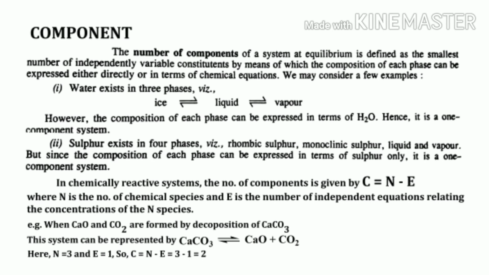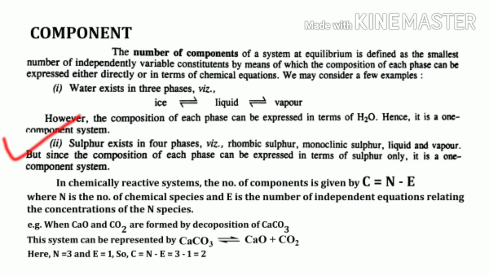Now let us see what a component is. The number of components of a system at equilibrium is defined as the smallest number of independently variable constituents by means of which the composition of each phase can be expressed either directly or in terms of chemical equations. For example, water exists in three phases: ice, that means the solid state, liquid water and water vapor. However, the composition of each phase can be expressed in terms of H2O. Hence, it is a one-component system.